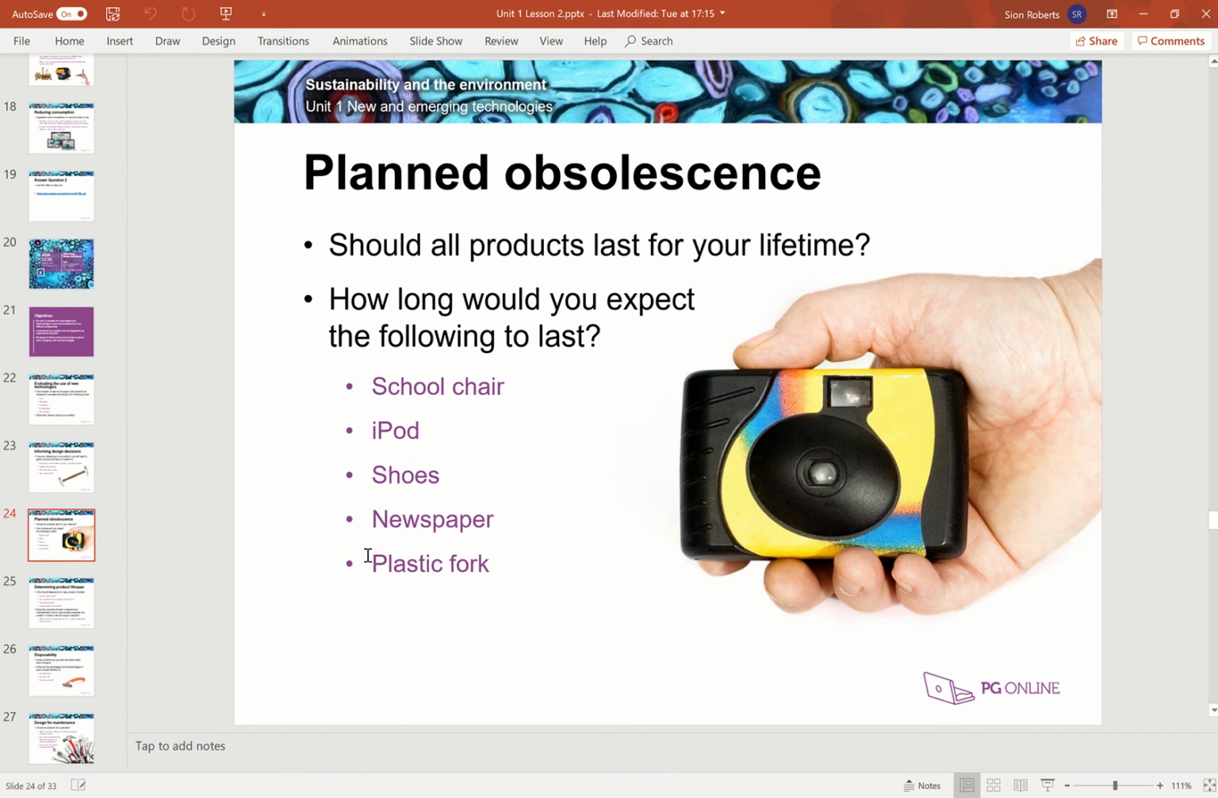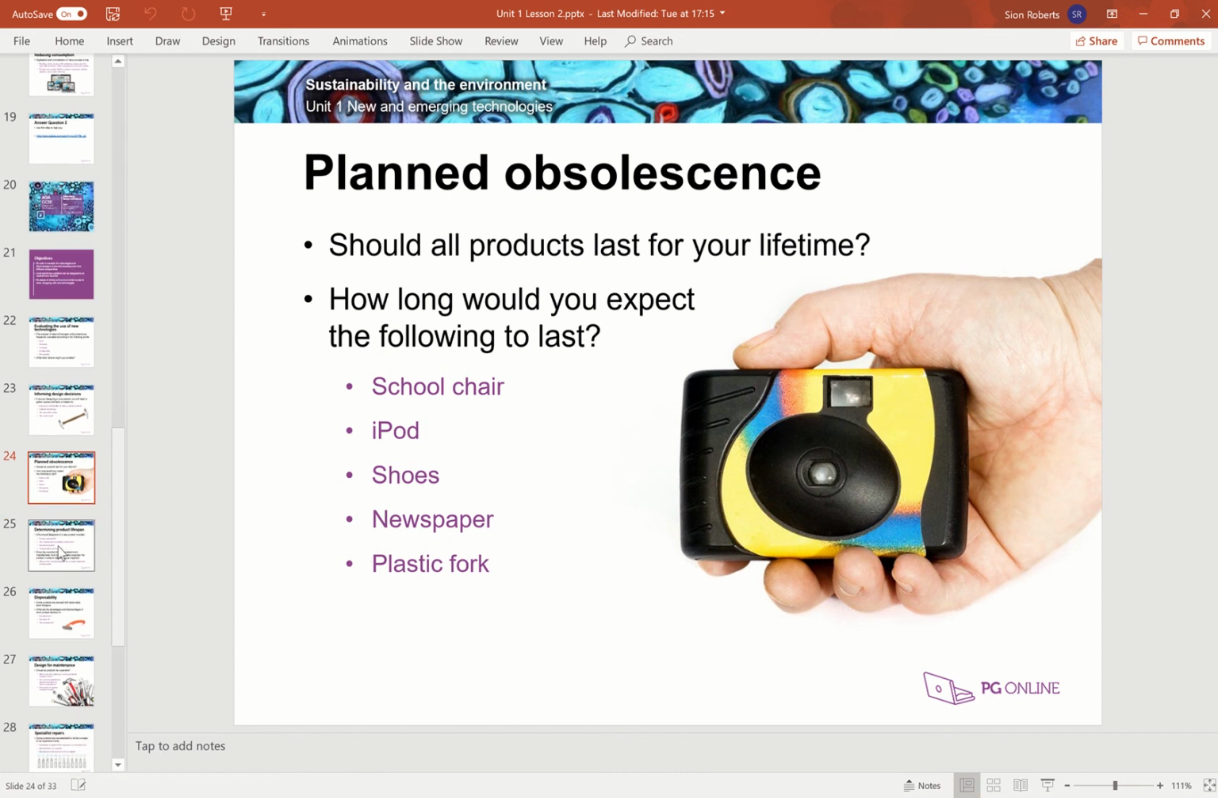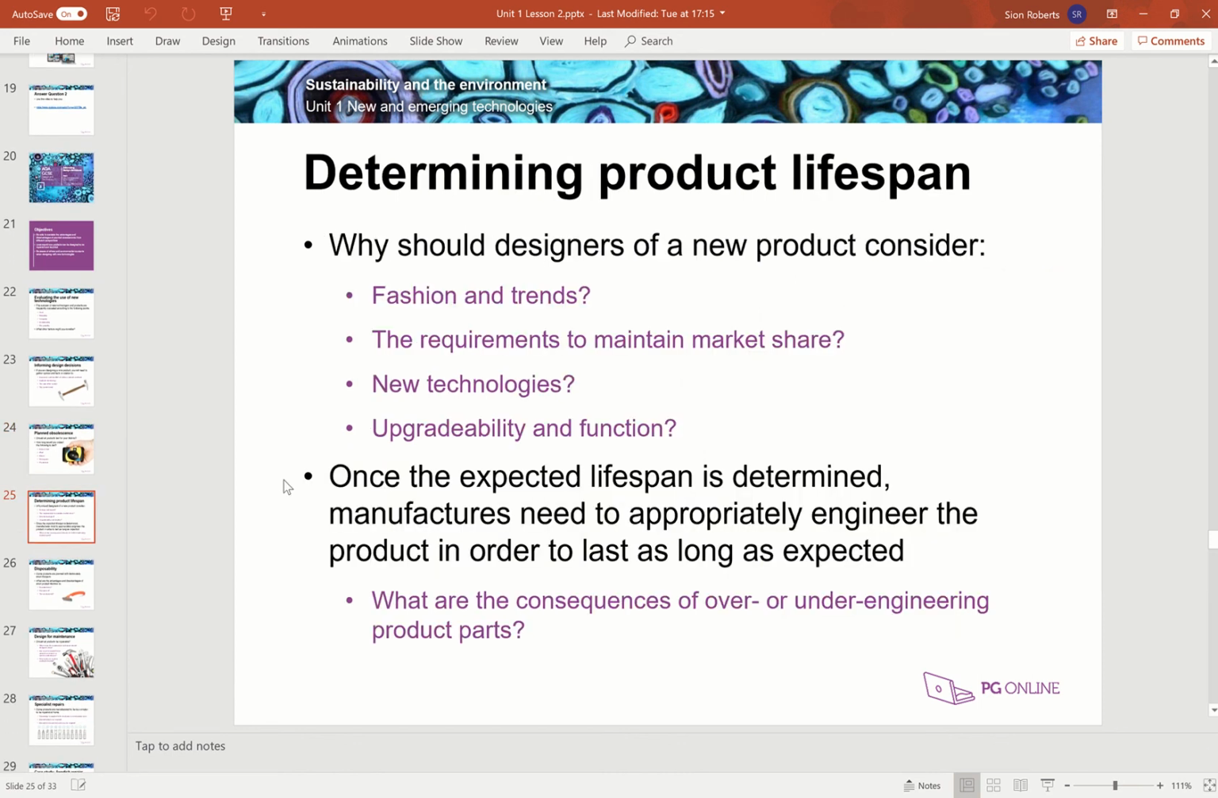Some products are obviously going to be designed for less of a lifespan, and that just depends on what the intended use of that product is as well. They will basically appropriately manufacture the product in order to last for a certain lifespan that is designed and wanted by a client in the first position.